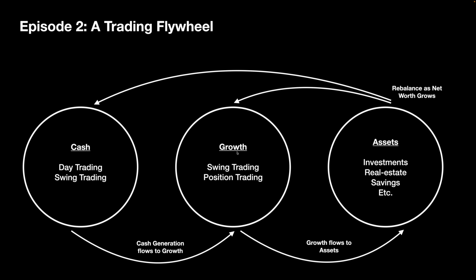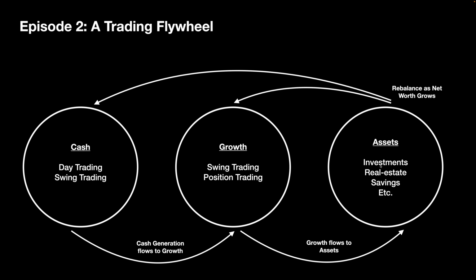Now, as you're generating capital in this growth phase, that growth is going to flow into assets, right? This is where now, after you've generated cash and you've grown that cash, you can start to buy investments. Of course, you have to pay taxes, so don't forget about that part too. That's included in the assets side.